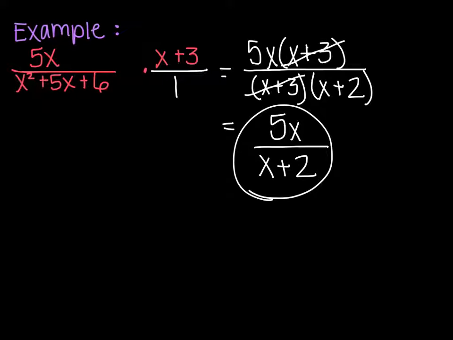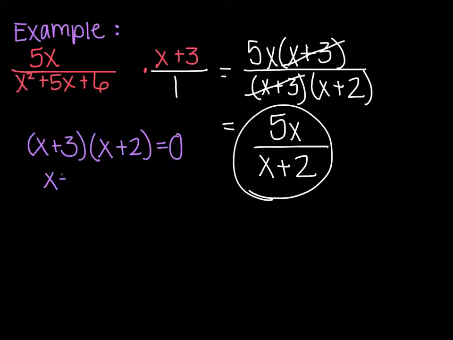But like Ms. Zarnes was saying, we need to figure out our excluded values to get full credit on this one. So I'm going to go back before I started canceling things out. And my denominator was x plus 3 times the quantity x plus 2, and I'm going to set that equal to 0. So that's really like x plus 3 equals 0, and x plus 2 equals 0.